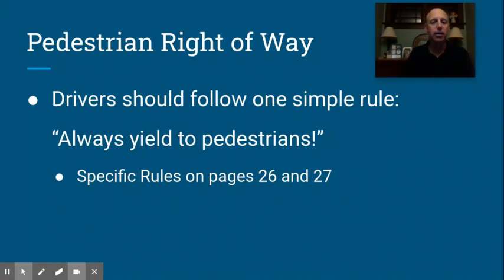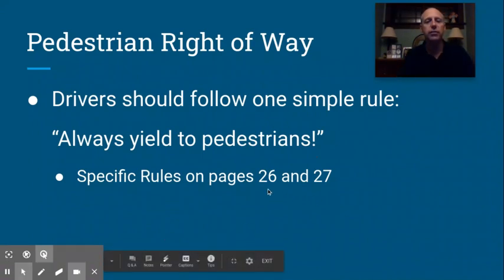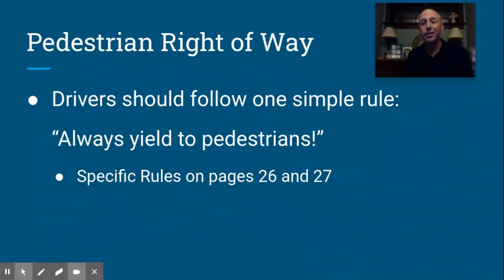Nobody gets hit by a car. And that's what all of the rules on pages 26 and 27 are talking about. It's a bunch of very specific situations, but the rule is always the same. Yield to the pedestrian if they're doing this. Lots of specific situations. The rule for you is always the same. Yield to the pedestrians.